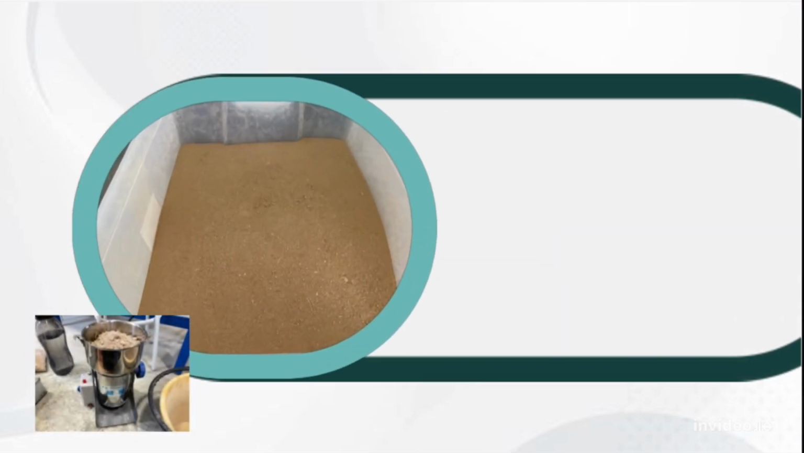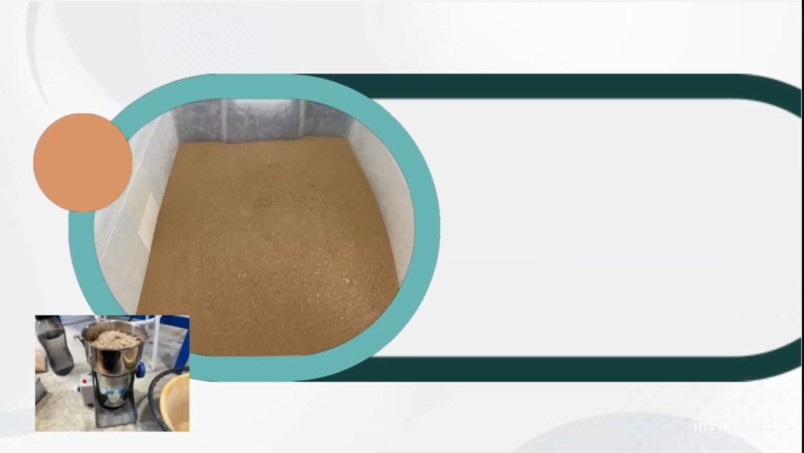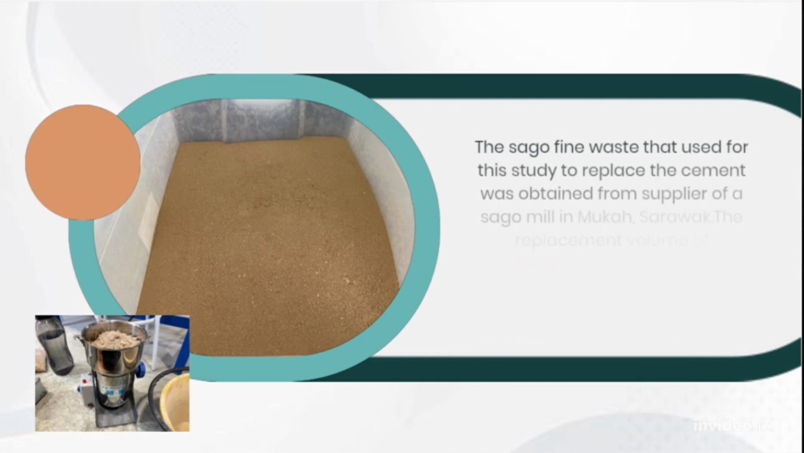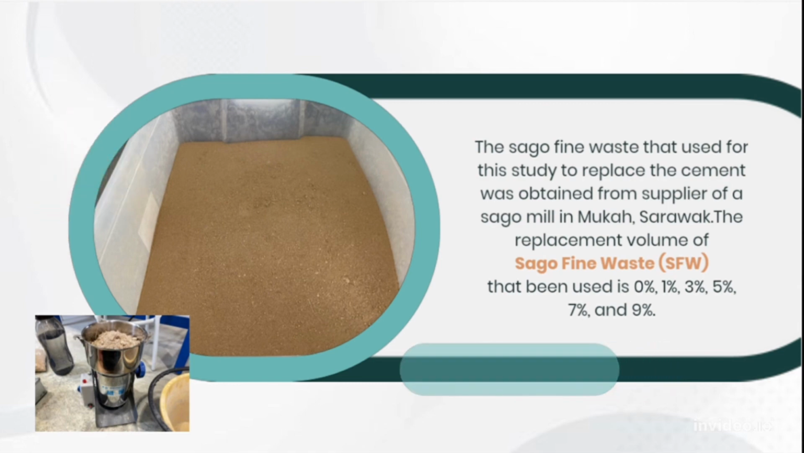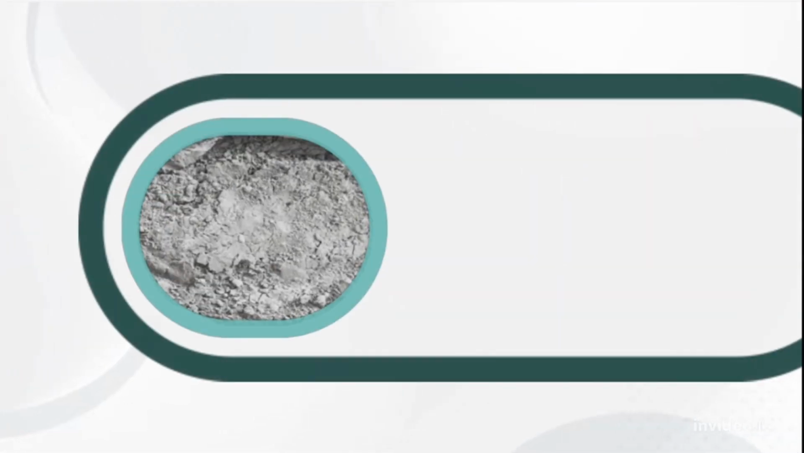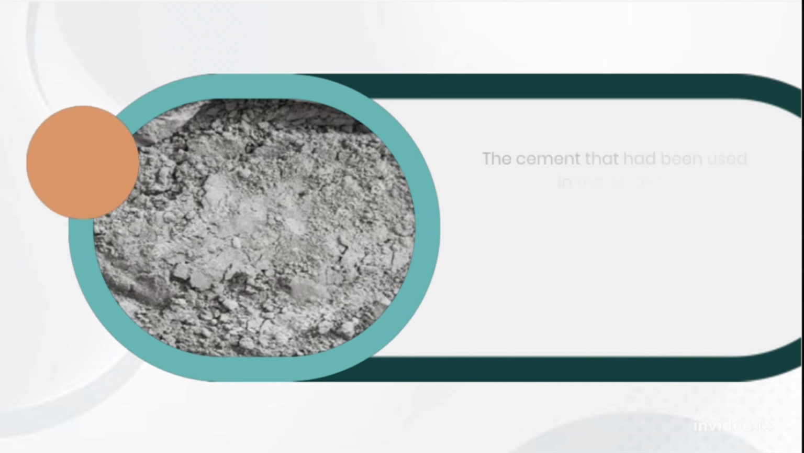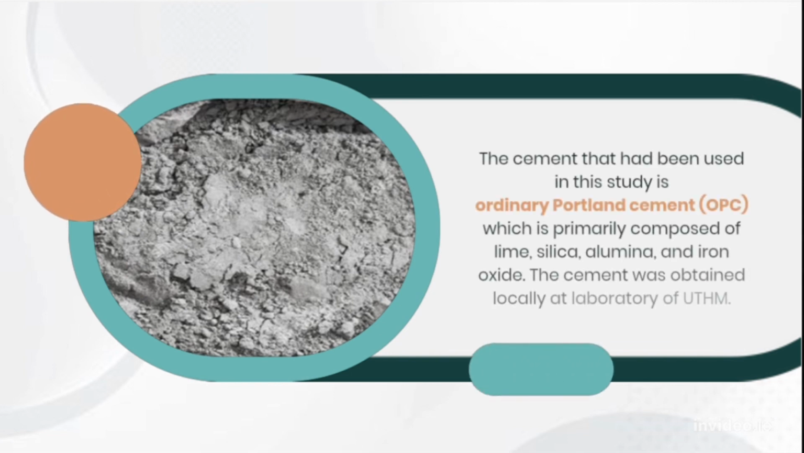Let's start with Sago fine waste. The Sago fine waste that was used for this study was obtained from a Sago mill in Muka, Sarawak. The figure shows the SFW that has been processed. The replacement volumes of SFW selected to replace the cement are 0%, 1%, 3%, 5%, 7% and 9%. The next material used in this study is ordinary Portland cement, OPC, which was obtained locally at the laboratory of UTHM.